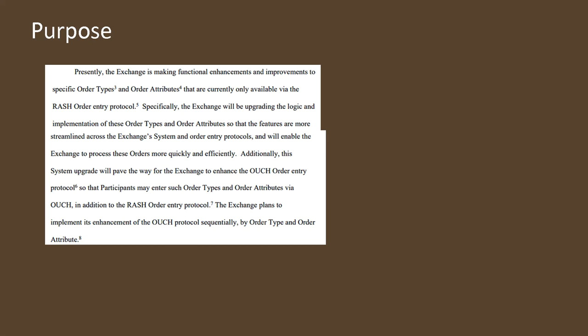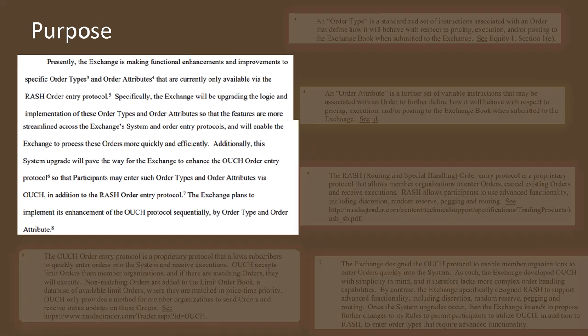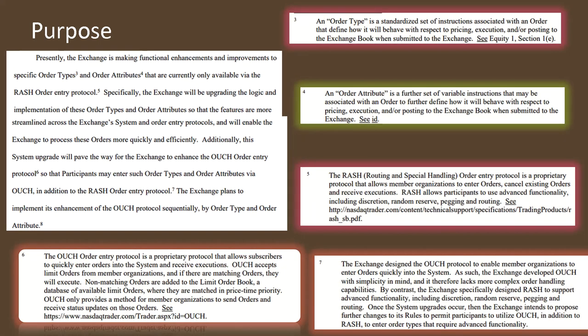Additionally, this system upgrade will pave the way for the exchange to enhance the OUCH order entry protocol so that participants may enter such order types and order attributes via OUCH in addition to the Rash Order Entry Protocol. Don't worry, I'm going to explain what all this is in a second. The exchange plans to implement its enhancement of the OUCH protocol sequentially by order type and order attribute. Okay, so we have a few supernotes to talk about here.